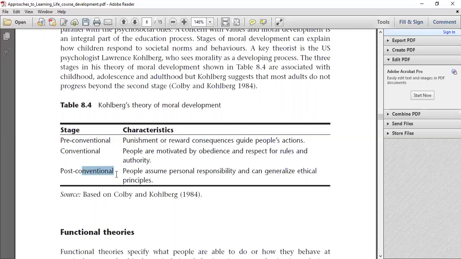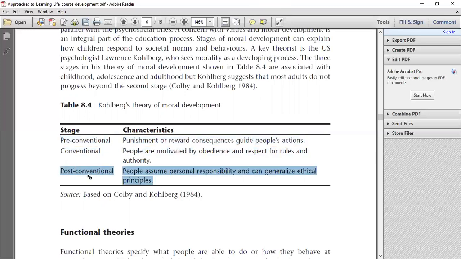The third is post-conventional. This is where you move beyond what makes you personally happy, and you look at what is good for everyone. Not many people actually fall in this category. Most people stick to the first two, and very few people reach the final stage.